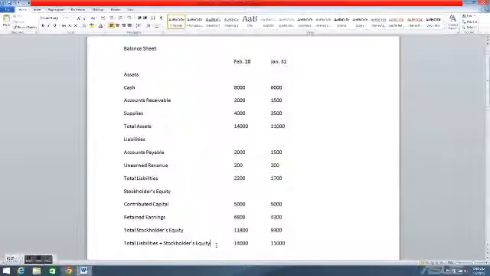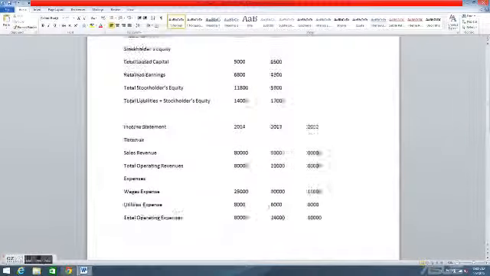Now the comparative balance sheet is simply multiple balance sheets from multiple periods lined up against each other, and it's useful for comparing a company's asset, liability, and owner's equity accounts against each other between periods, so you can see the changes that occurred in these accounts between periods.